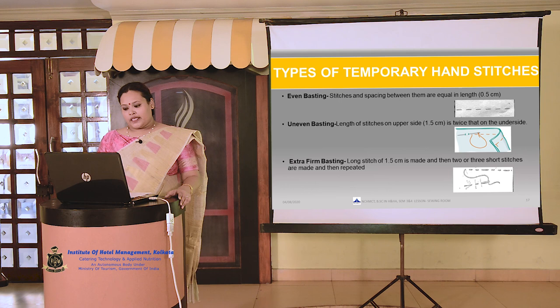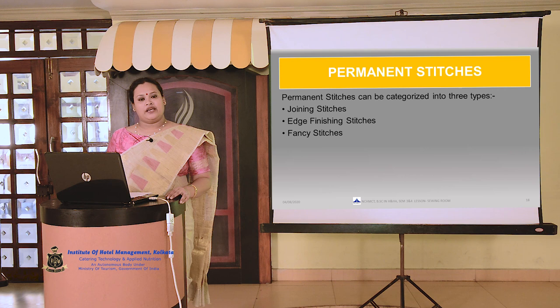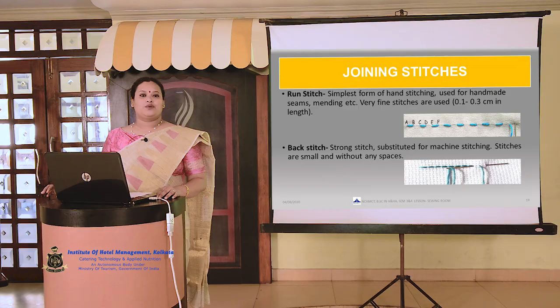Next, we talk about the permanent stitches which are applied. There are three categories of permanent stitches which are applied to a fabric. The first one being the joining stitches, the second one being the edge finishing stitches, and the third one being the fancy stitches. We first talk about the different joining stitches. The first stitch that we talk about is the run stitch, which is the most common form of stitch.